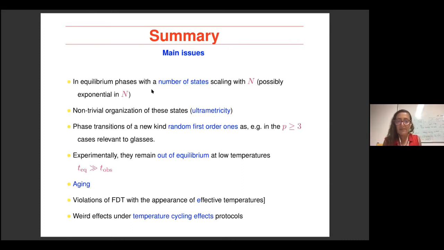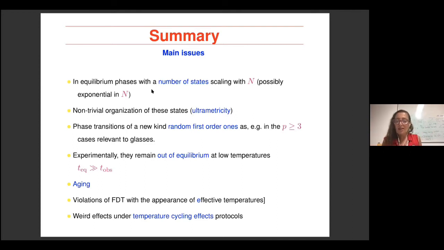Now, experimentally, these systems remain out of equilibrium at low temperatures because the equilibration time goes beyond the observational time, and there are aging effects. We don't have a very good understanding of what these aging effects are due to in local space, in real space. So we don't have a way to identify local order developing as we do in coarsening systems.